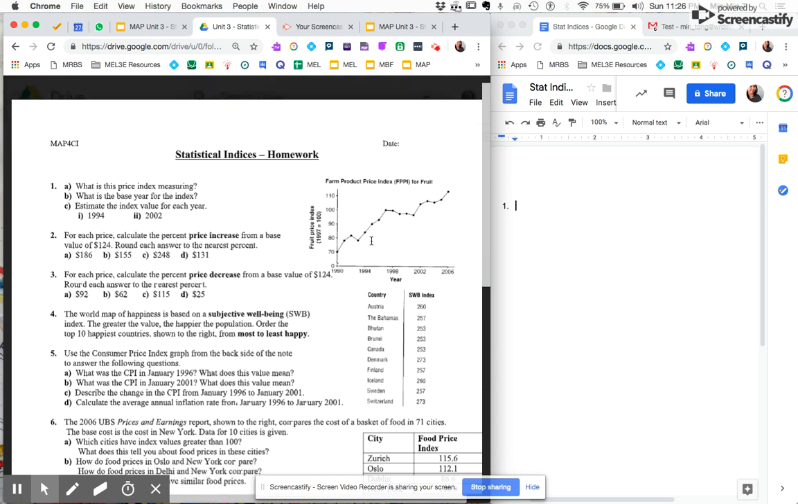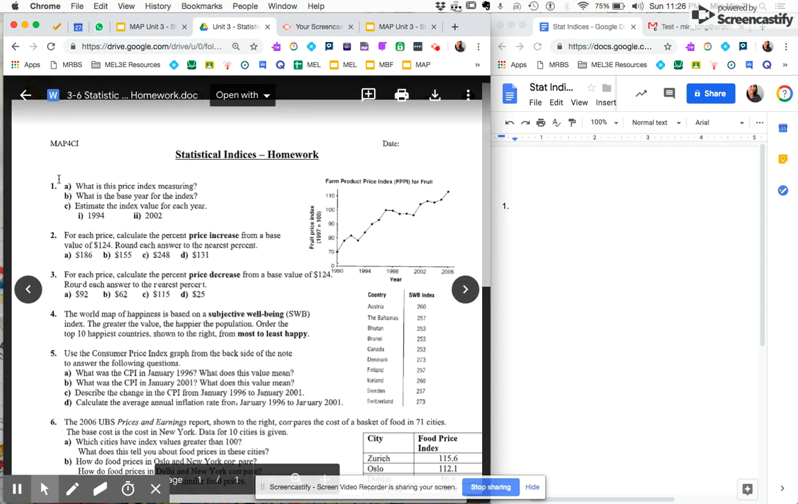Now that you've already watched the statistical indices lesson, we're going to do a few of the homework questions. So we're taking a look at the sheet, specifically number 1, number 2, and possibly number 4. Number 1, what is this price index measuring?